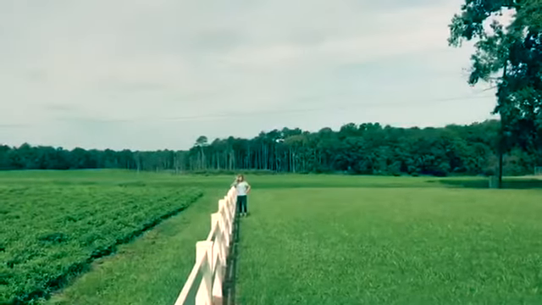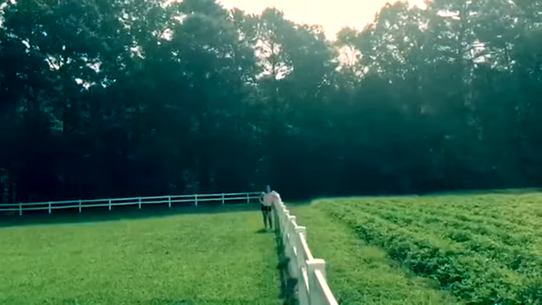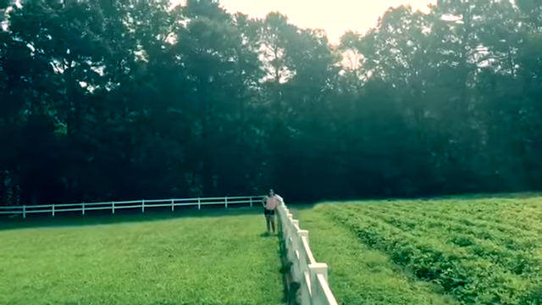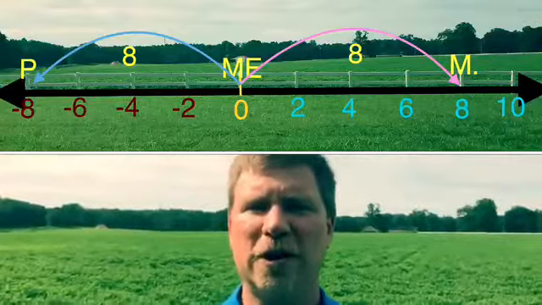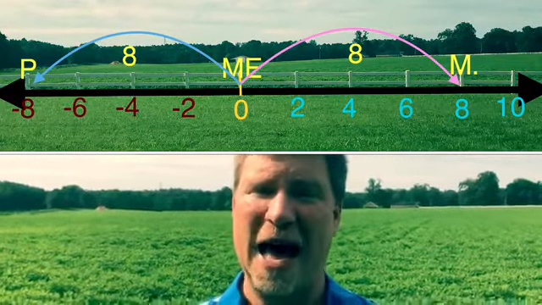I'm standing along the fence. I'm going to look to my left, and then I'm going to look to my right. There's one girl 8 posts or 8 units down to my left. There's another girl 8 posts or 8 units to my right. Both girls were the same distance from me, 8 units. And they are both positive units. Absolute value is the distance from 0 on a number line and is always expressed as a positive unit.